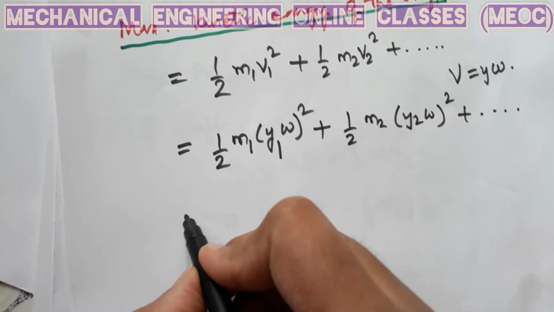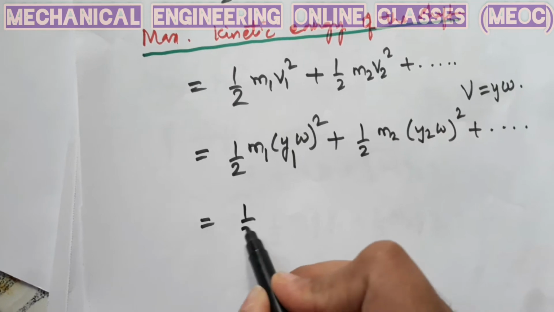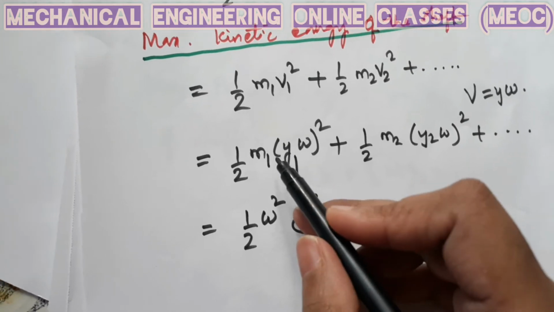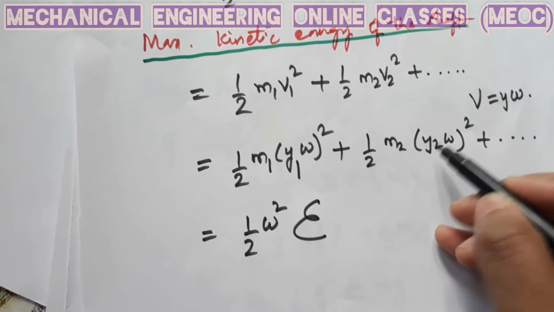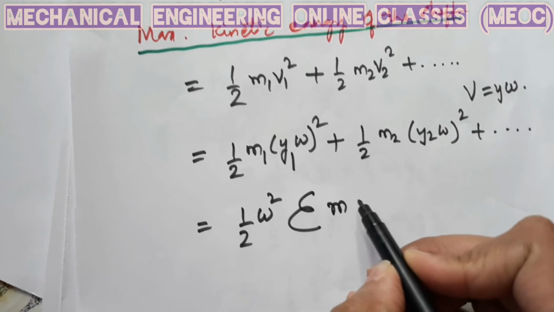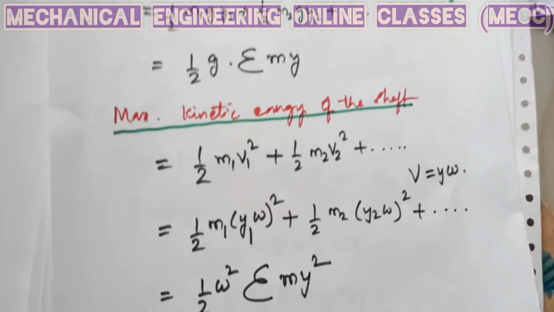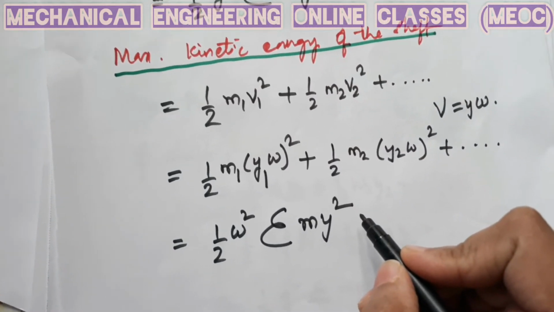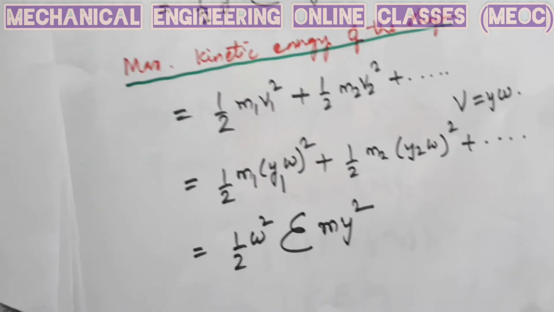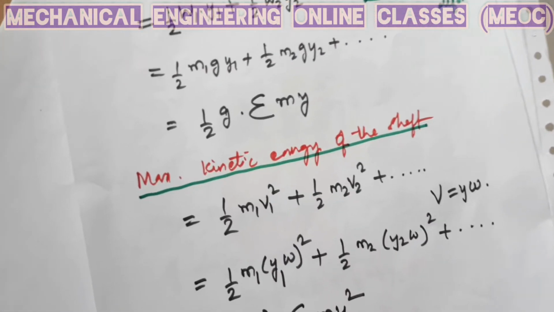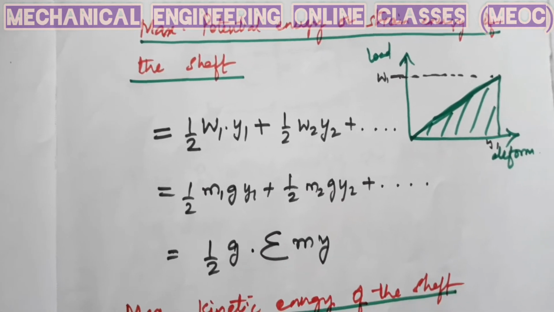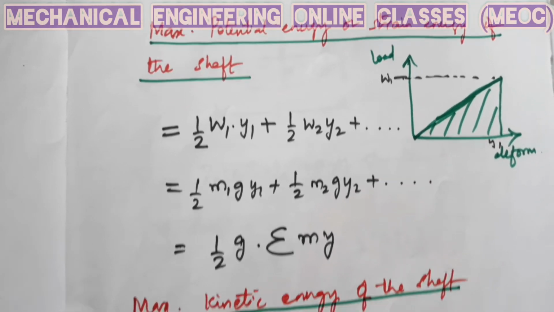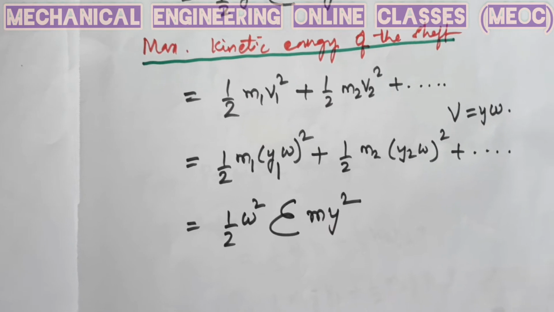So here the common term is half omega square, and the rest is summation of m1 y1 square plus m2 y2 square and so on. So the general term can be written as my square. So this is the maximum potential energy or strain energy, and this is the maximum kinetic energy. Rayleigh has actually considered the energy balance between the two. So Rayleigh's method also considers the law of conservation of energy, wherein according to Rayleigh the maximum potential energy of the system will be equal to the maximum kinetic energy of the system.